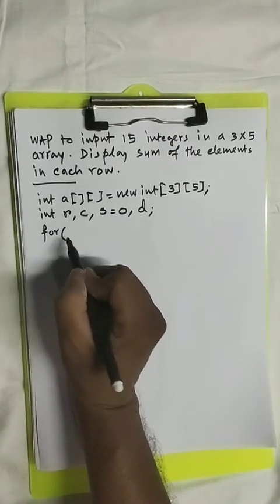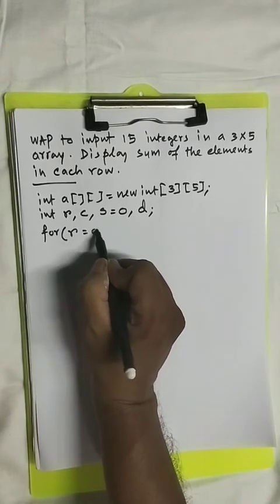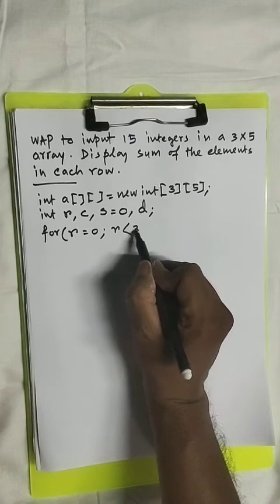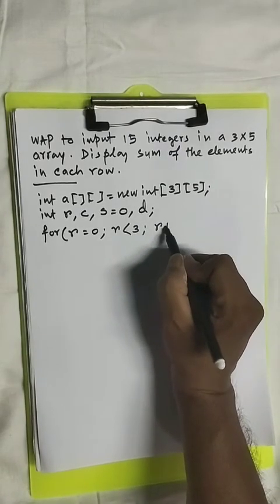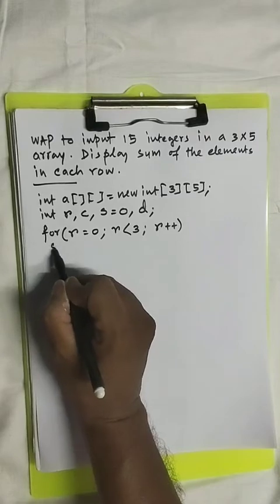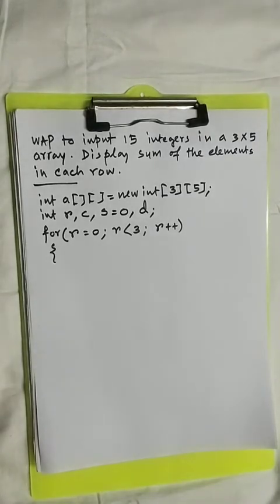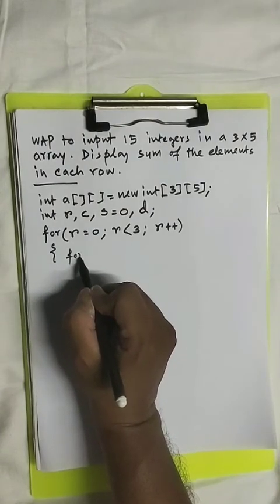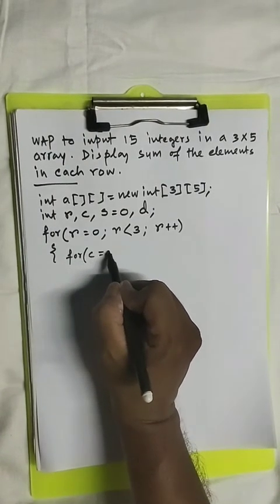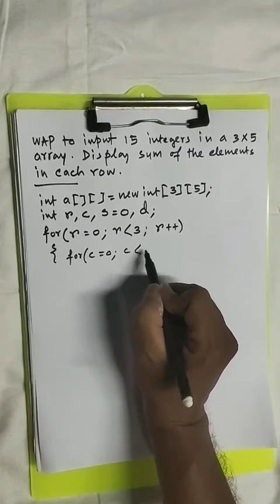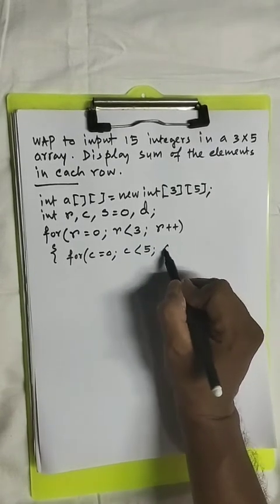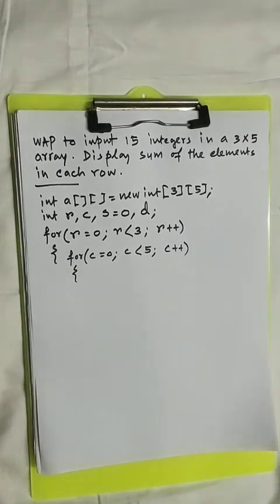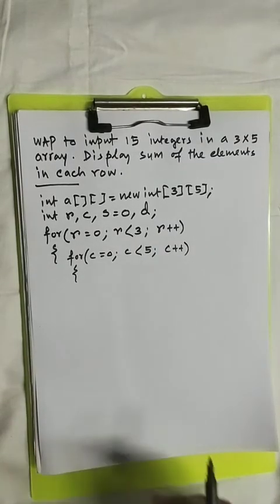I'll create one loop for r equal to 0, r less than 3, r plus plus. This will create a loop for the rows. Then another for loop, c equal to 0, c less than 5, c plus plus. This will create another for loop for columns.